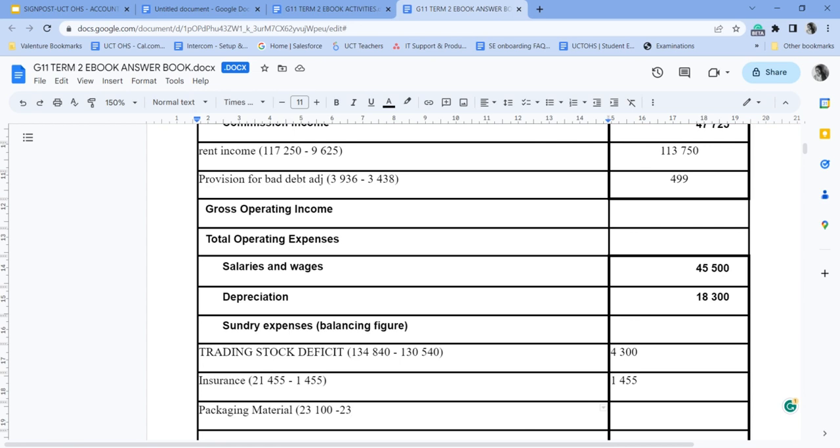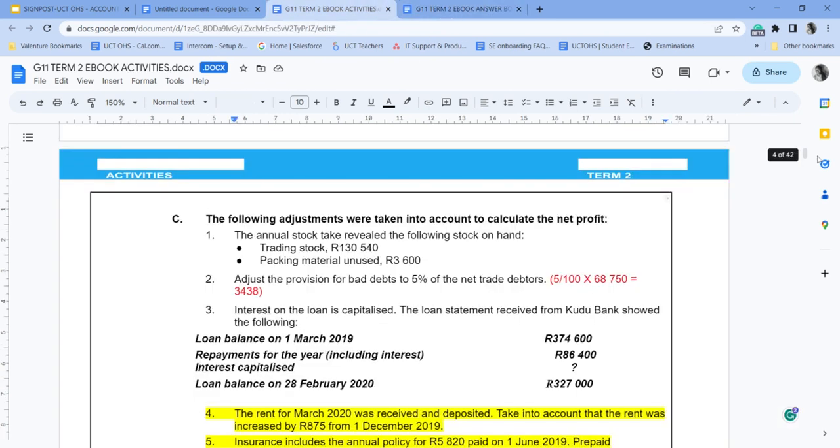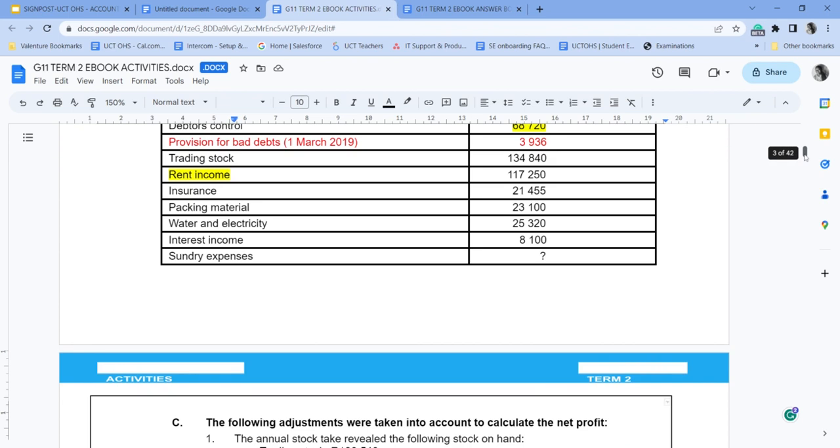So we say minus 3,600 here because it has not been used. We're looking for the expense here. So if you minus these two, you are getting 19,500. Okay, so we're done with packaging material. Let's move on and find the next one that we need to take into account.